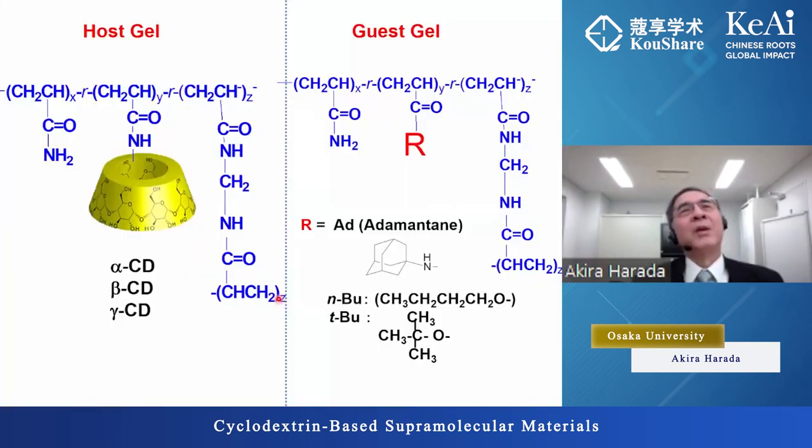So we made the host gel and the guest gel separately. We added the cyclodextrin as a host part in the gel by copolymerization of a very small amount of cyclodextrin monomer, a large amount of acrylamide monomer, and a small amount of bisacrylamide, the very short cross-linker. We obtained host gels containing alpha, beta, and gamma cyclodextrin, respectively. We have prepared the guest gels, without the host, containing adamantane, the cage-like molecule, and N-butyl tert group, and also some alkyl groups.